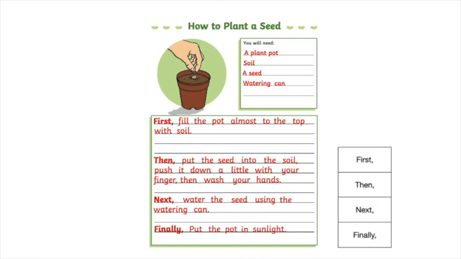So, let's just take a look at that one more time. To plant a seed, you will need a plant pot, soil, a seed, and a watering can. And we chose this time to write the words for our sequence: first, then, next, finally. And our instructions were: first, fill the pot almost to the top with soil. Then, put the seed into the soil, push it down a little with your finger, then wash your hands. Next, water the seed using the watering can. Finally, put the pot in sunlight.